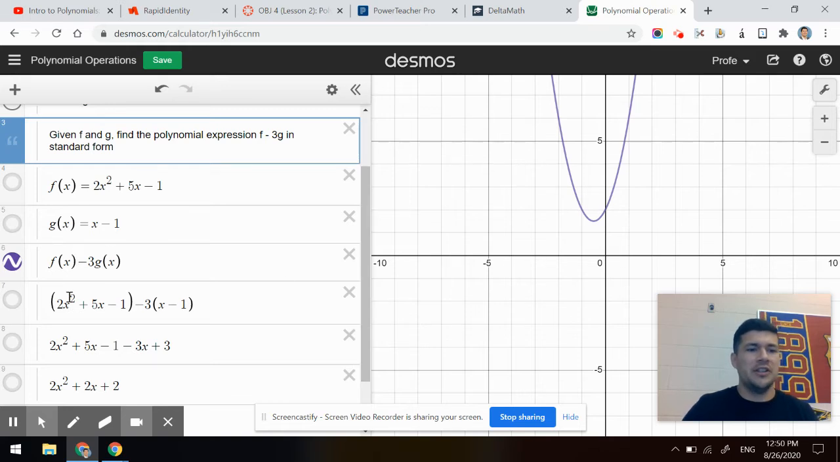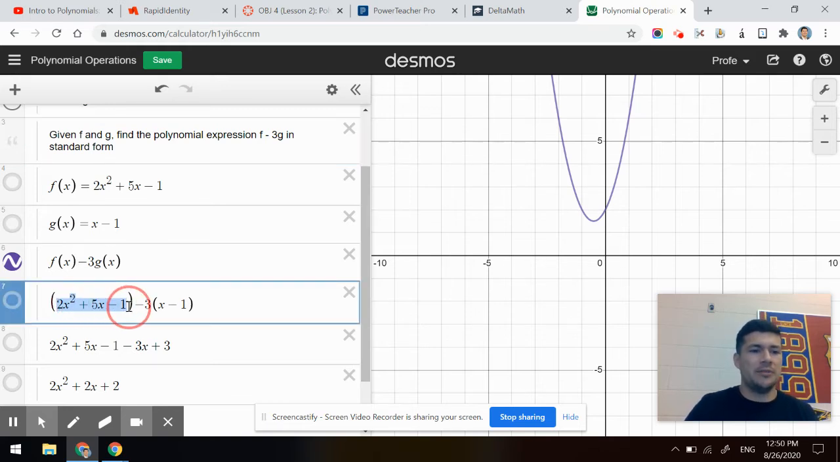All right. Now what I'm going to start doing is substituting equivalent expressions. So f of x is 2x squared plus 5x minus 1. So I write that. And I'm going to take away 3 times g of x, which is x minus 1. Now check this out. When you graph this, if you've just typed in the expression, please do not put any f of x equals or any g of x equals at this point. If I graph that, you can see I get the same parabola. That's really exciting. That means that this has the exact same outputs as f of x minus 3g of x, which means I've written the problem down correctly.